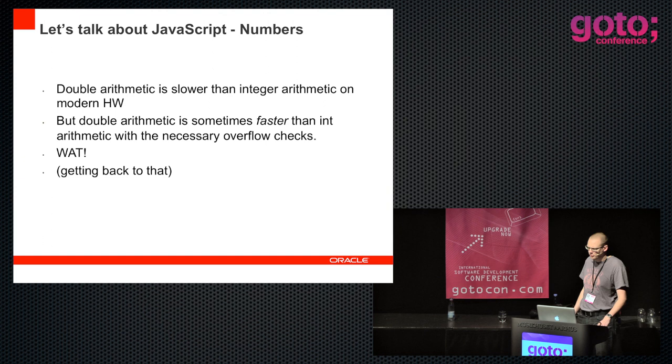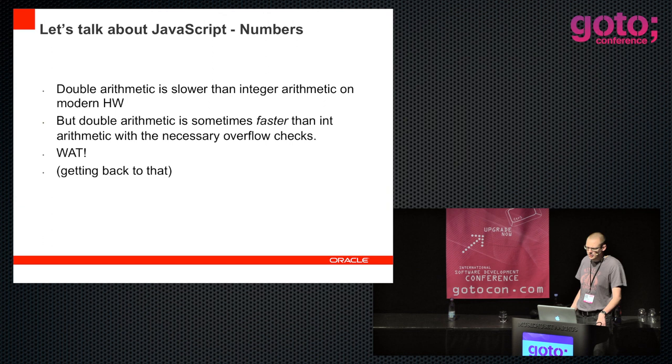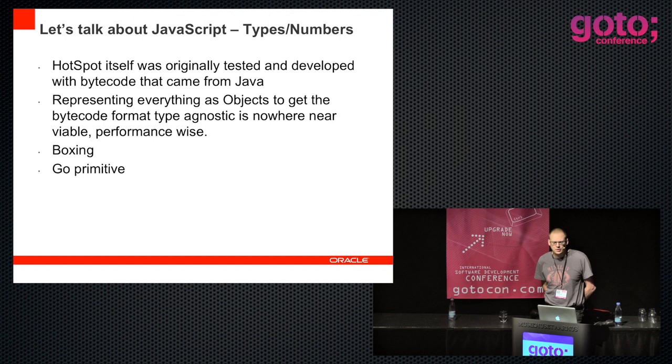So getting back to that, it seems scary that I can't do integer arithmetic with JavaScript semantics, implementing that in a good way. So types of numbers again. HotSpot, the virtual machine, was originally, of course, tested and developed with bytecode that came from Java. That's what all the optimizations originally were based on.